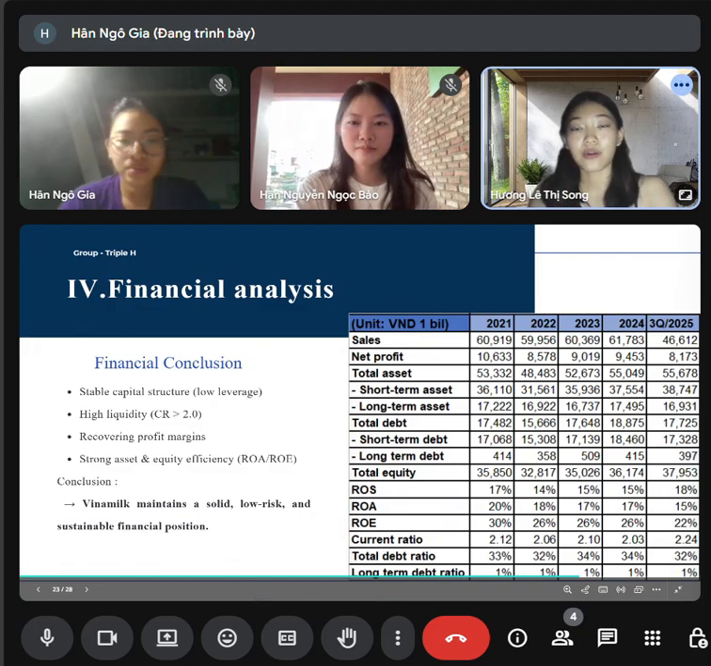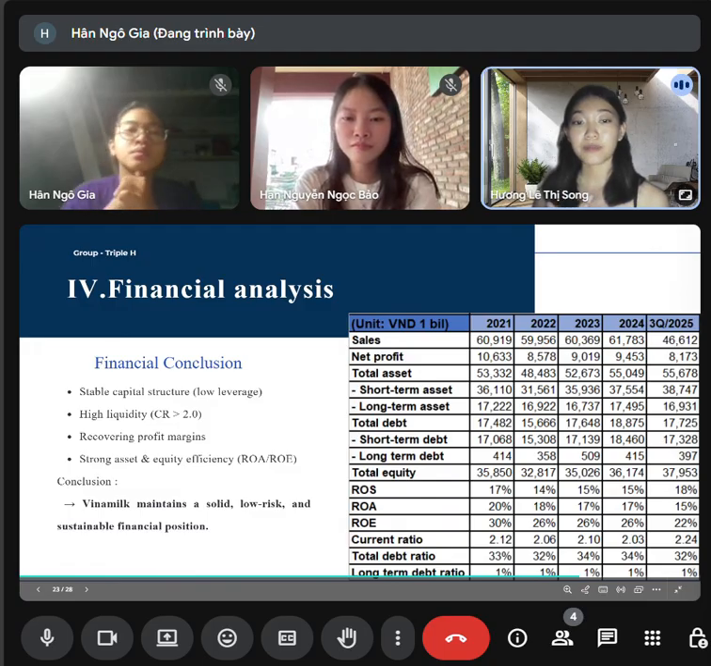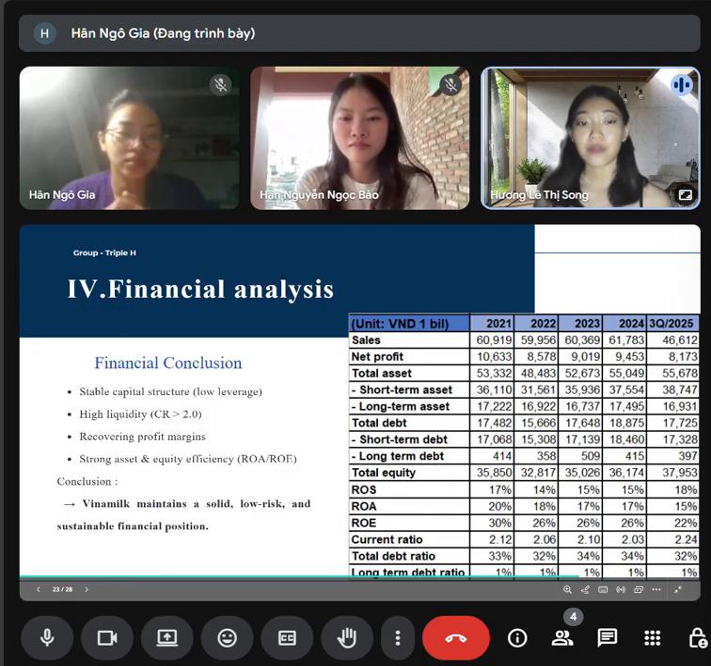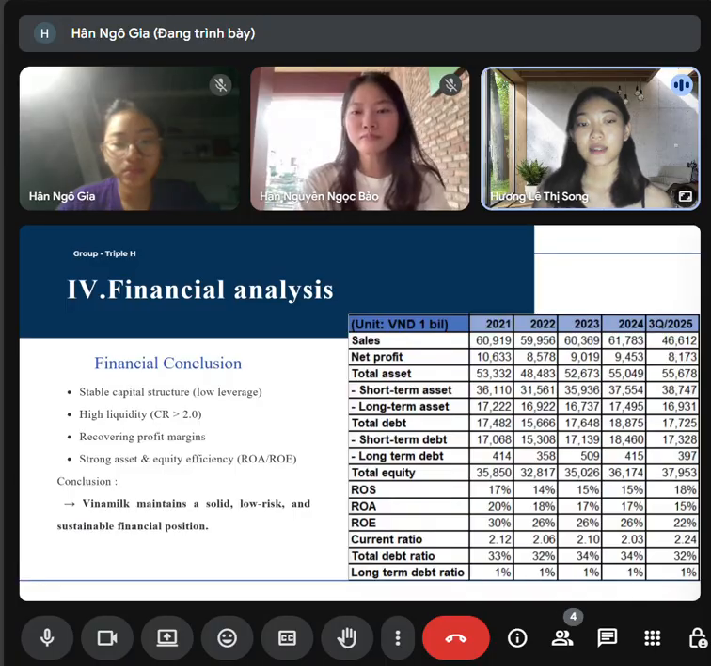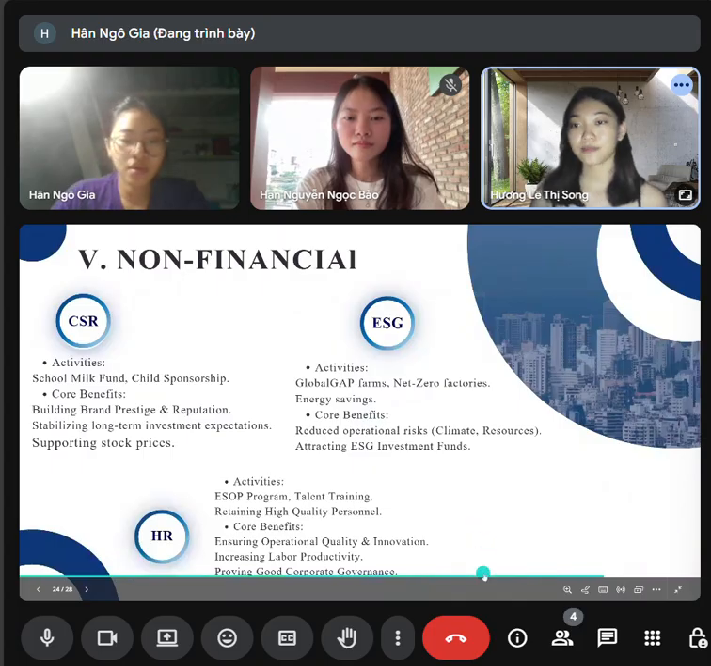You can see the table on the right side. It can be seen that Vinamilk has a very solid financial foundation, a safe capital structure, strong liquidity, recovering profit margins, and high ROA and ROE. The results are in line with the orientation of sustainable development in the medium and long term. I invite Gia Hân to talk about the next part.